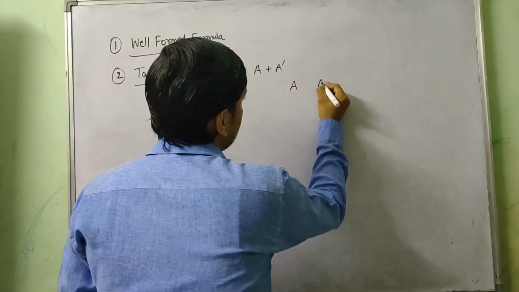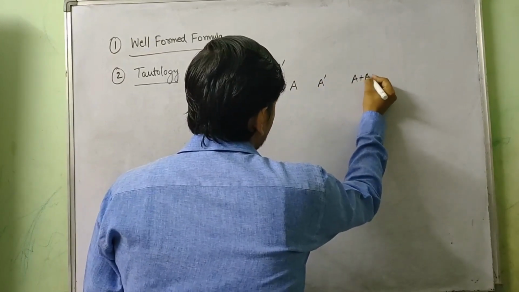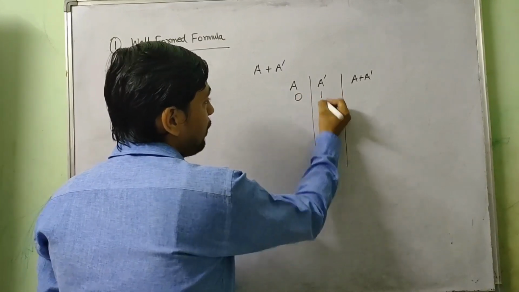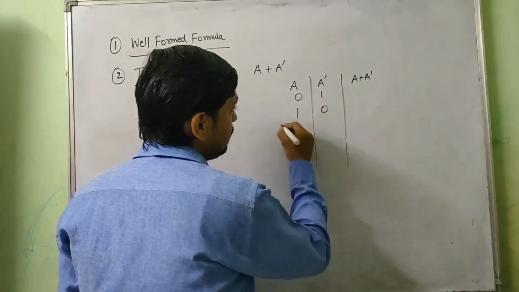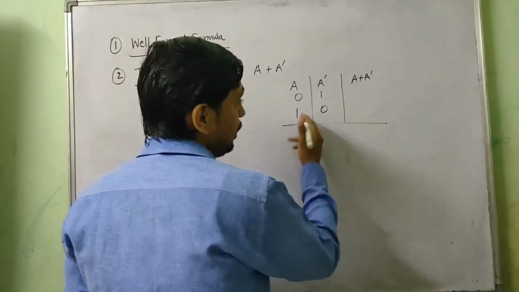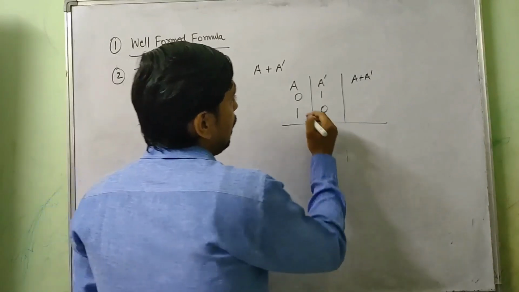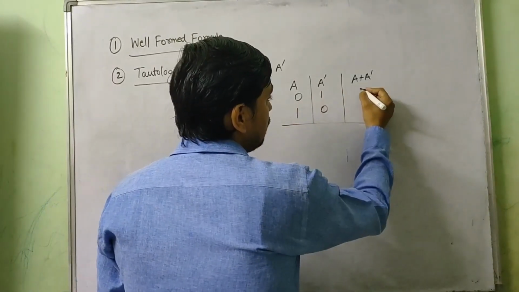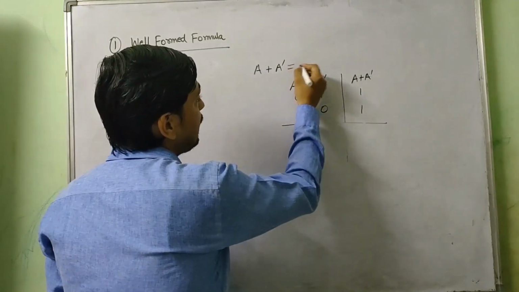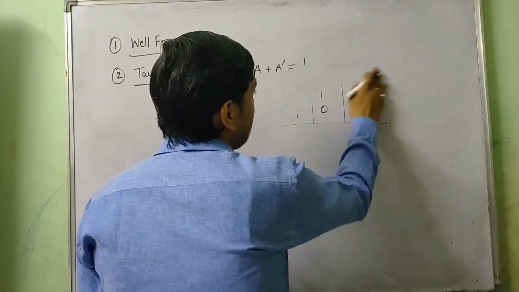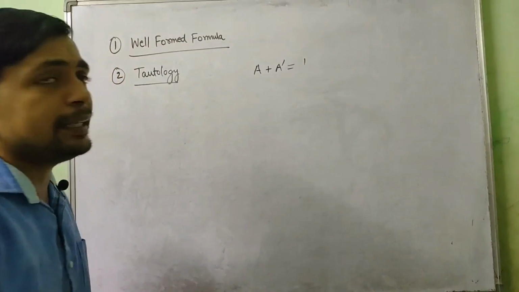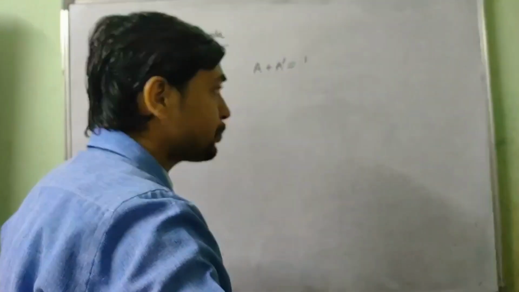Let's see. A, A complement, and A plus A complement. So 3 columns we made. If A is 0, A complement will be 1. If A is 1, A complement will be 0. Because only one input variable is there, only 2 possible combinations. Now A plus A complement will be 0 plus 1 which is 1, and 1 plus 0 which is 1. That means A plus A complement always results in 1. Hence A plus A complement is a tautology. So any proposition that always results in 1 is a tautology.